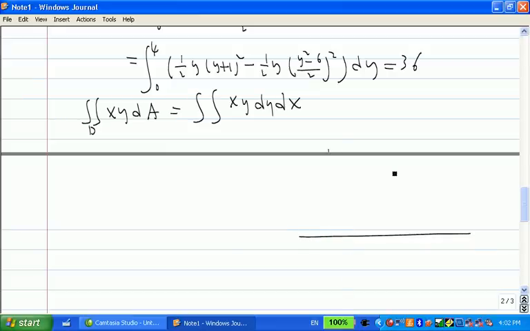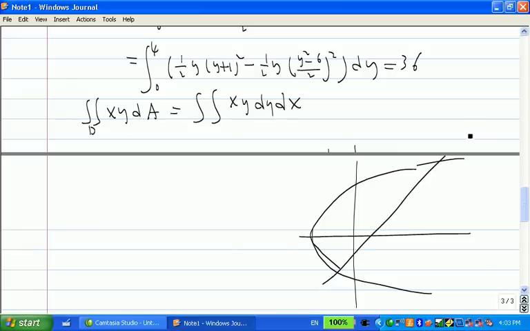Let me draw this one again. See, this time your bottom curve is here and that. So what we're going to do is break our region D into two regions. We call this D1, and this one is our D2.